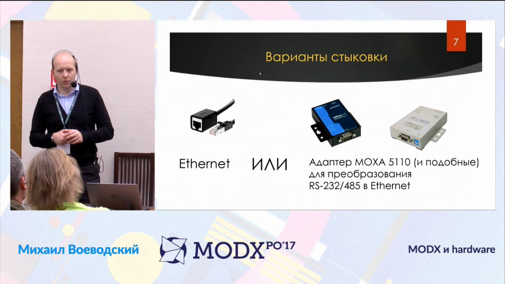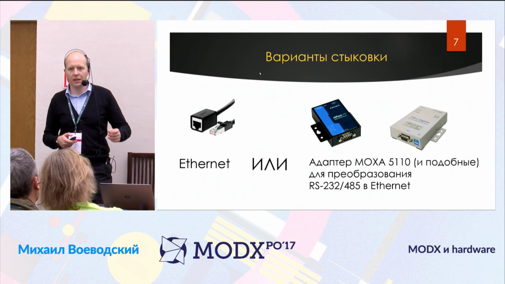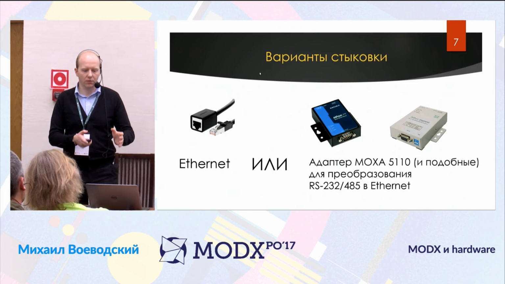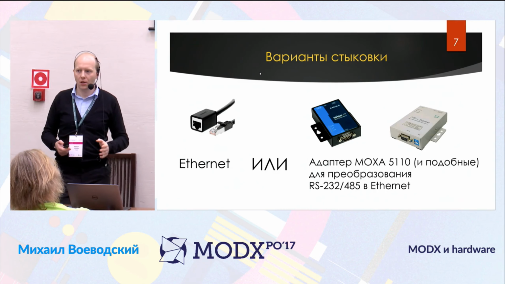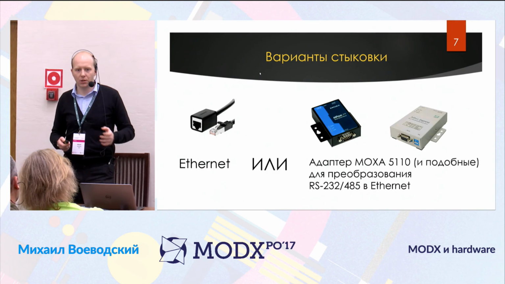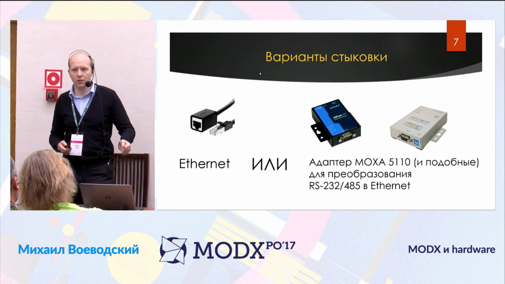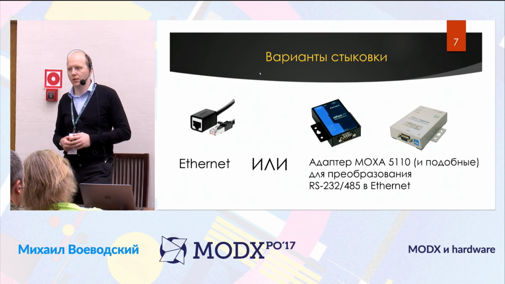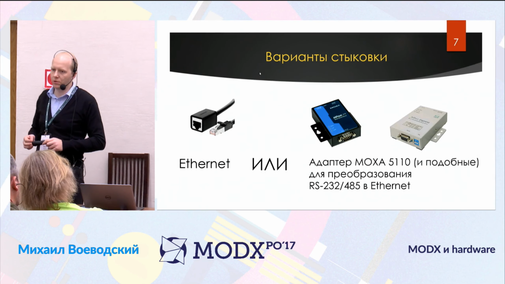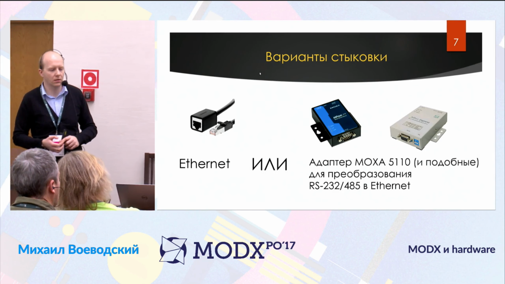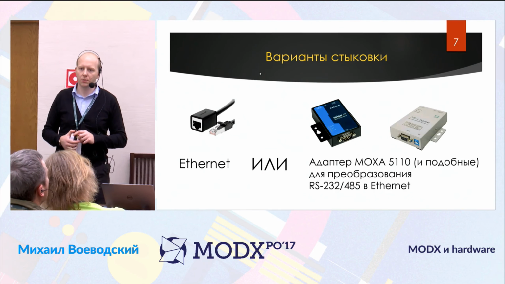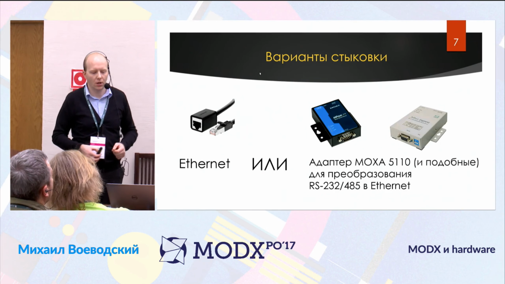So what are the options for the interface? First, we looked at interfaces at the equipment itself. With Ethernet, it's quite clear. The classical standard port is used, connected to the network, and you just work. But in case this device has a COM port or RS485, you need special adapters, converters.